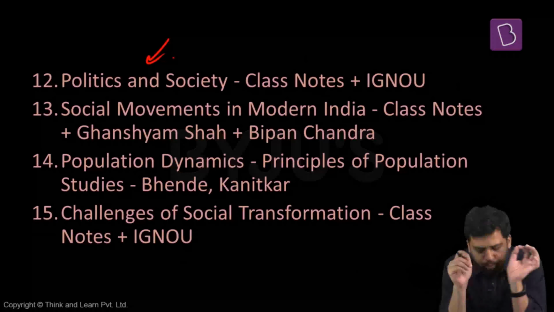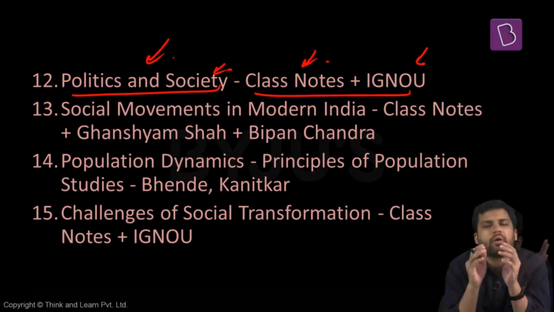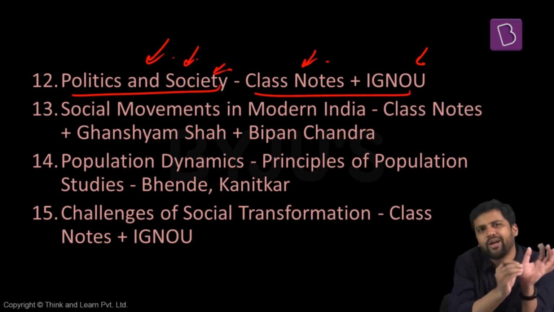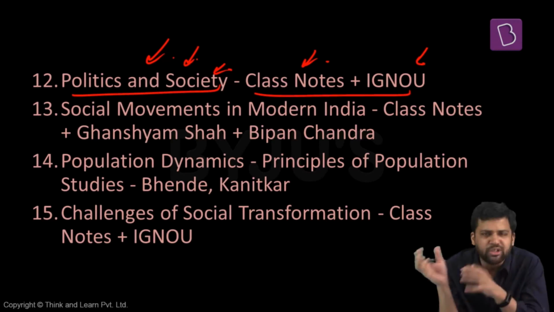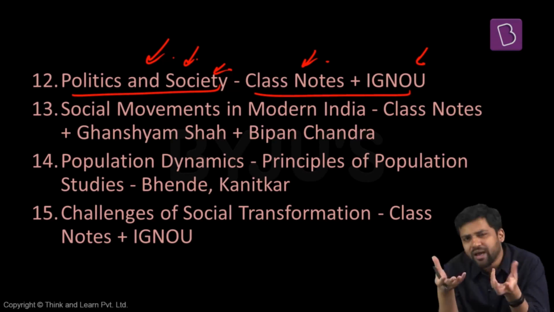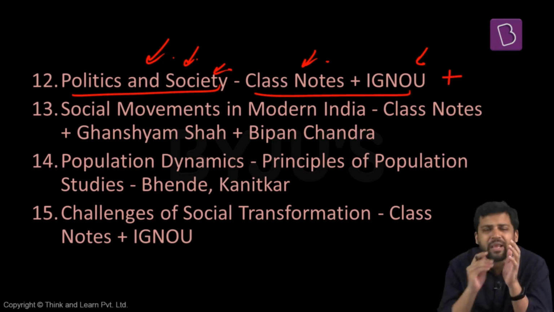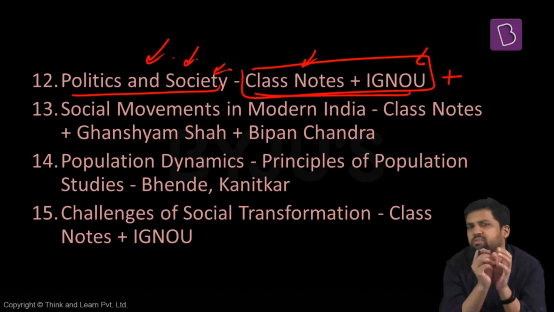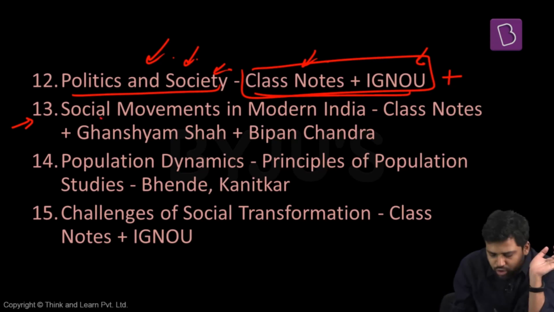The next topic, politics and society. Here also, class notes and IGNOU, fundamental resource. Now, this particular chapter, politics and society, refers to different dimensions that we have already talked about in paper 1. For example, democracy, pressure groups, political parties, bureaucracy. So many of these things we will be again seeing, but we will be looking at it from the Indian perspective. So sometimes, apart from class notes and IGNOU, some of the magazine articles can be relevant. And again, these magazine articles will be provided to you. Don't worry about it.